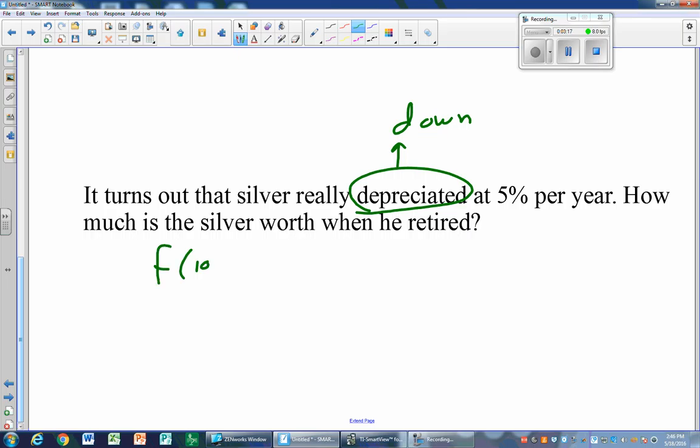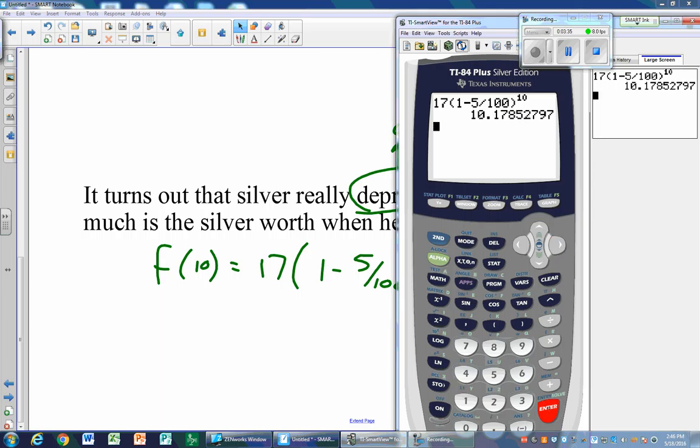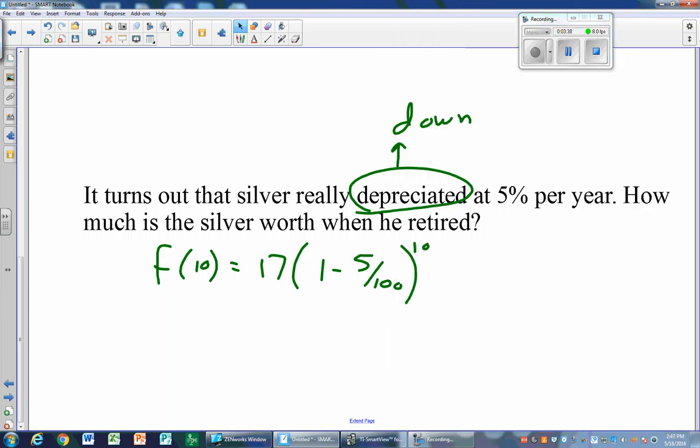So f of 10 equals. It started off at $17, times 1 minus 5 over 100, because it's 5% over 100. And then the exponent is 10. We type that into our calculator. And when we hit enter, we get $10.18.